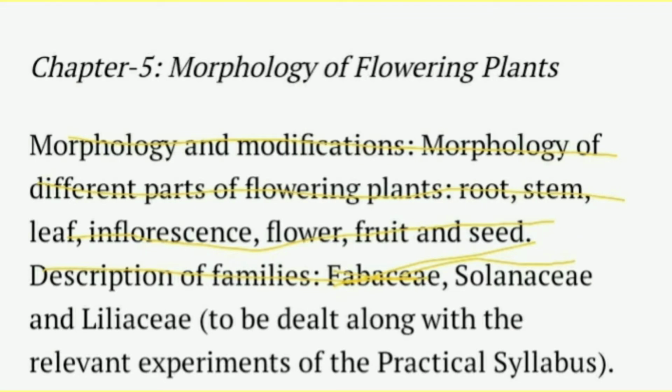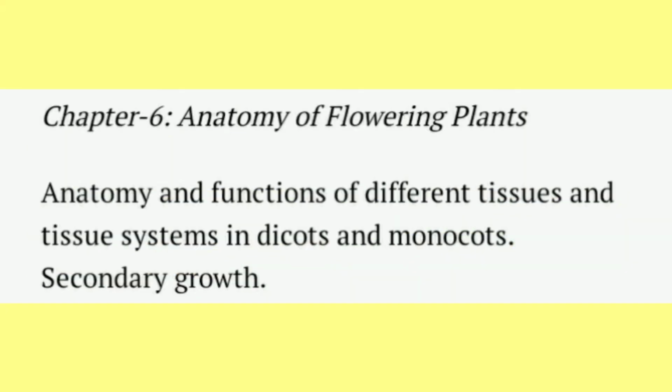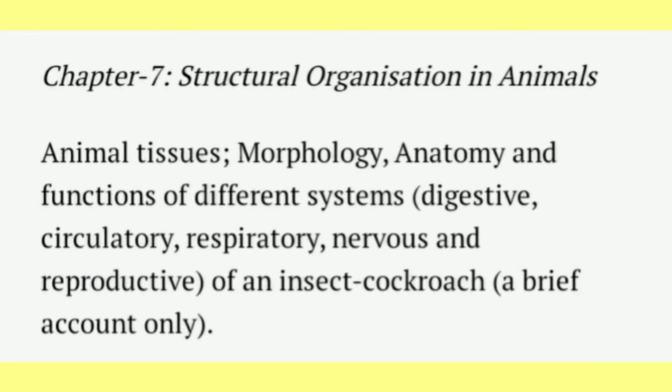Next comes chapter 6, anatomy of flowering plant. From this, anatomy and function of different tissue systems in dicot and monocot, and secondary growth, these parts are deleted. And chapter 7, the structural organization in animals. Here the morphology, anatomy of different functions of the various systems like digestive, circulatory, respiratory, nervous, and the structure of insect in brief account only. The entire chapter has been deleted. Nothing is left from this chapter.